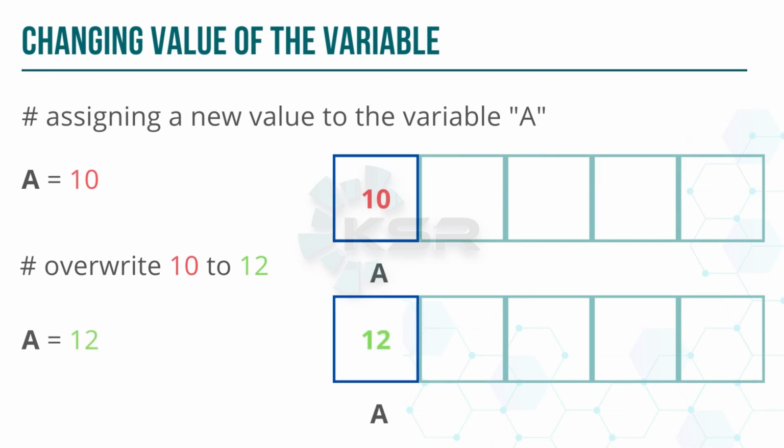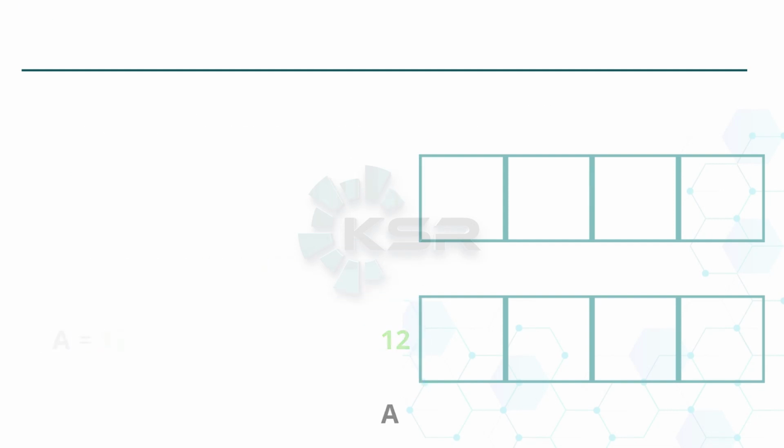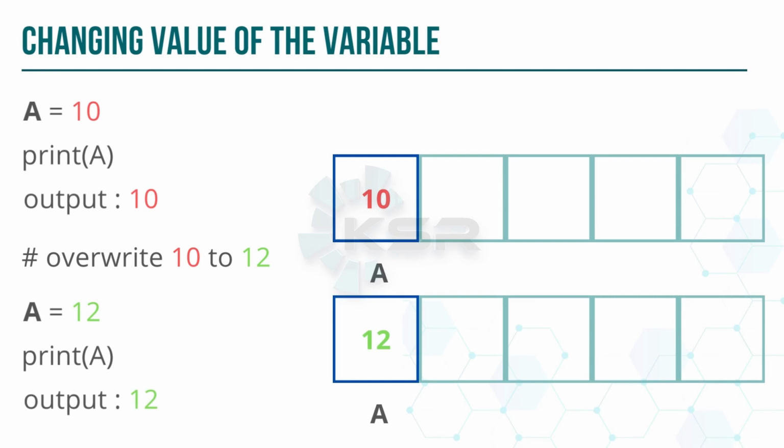Initially, I have a equals 10. Then it created 10 in a memory location. Now if I do a equals 12, I already have a variable named a here. Now I'm reassigning the value 12 to a. So what happens is it will override 10 and write 12 here. So 10 will no longer be accessible.